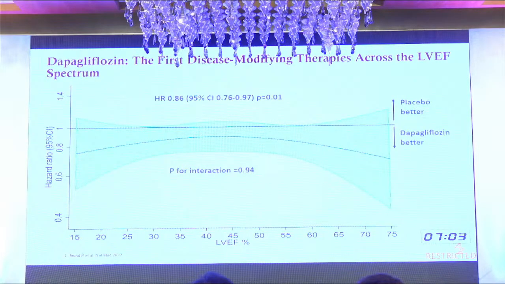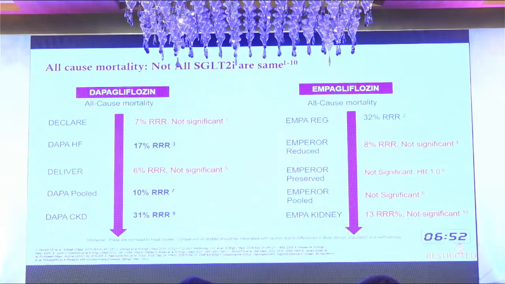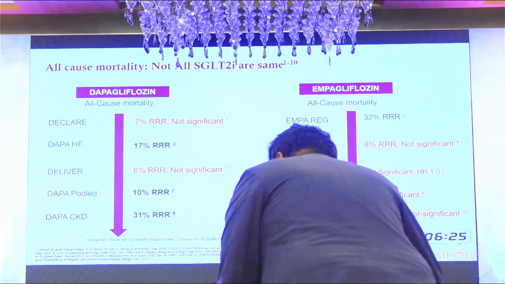Dapagliflozin was the first disease-modifying therapy, therefore, which was found to be effective across the left ventricular ejection fraction spectrum, from low to mid-range to high ejection fraction. So if we compare the two molecules which are there in the market, dapagliflozin versus empagliflozin, what is shown in this slide is that dapagliflozin has a kind of risk reduction which is quite significant compared to the empagliflozin. So various statistical comparisons have found that dapagliflozin probably is better than empagliflozin, but this comparison may not be the right way to compare because the patients were a bit different.